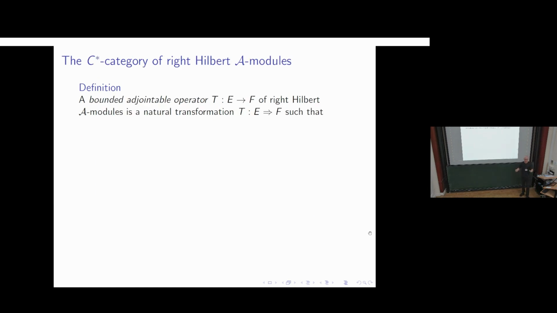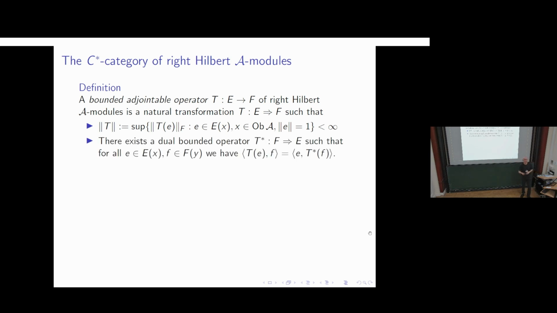So what do these things form? I said I was going to tell you about module categories. So I've defined the objects. This is what the morphisms are: bounded adjointable operators between right Hilbert A modules. Well, what are they? They're natural transformations of functors, so they should behave well with respect to the A action. They have a bound, which is not just bounded over every object, but has a uniform bound across all objects, because you want a norm on the set of operators. And finally, there's a dual operator which goes in the other direction, such that you have this natural adjoint relationship. And again, keeping in mind here that E and F are allowed to live over different objects, but this should still be true.